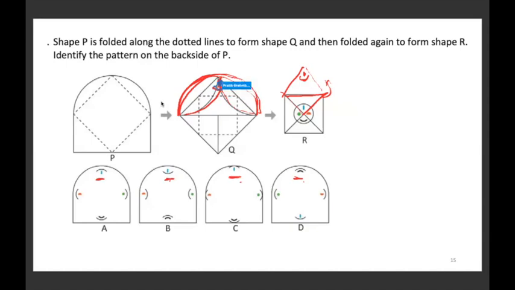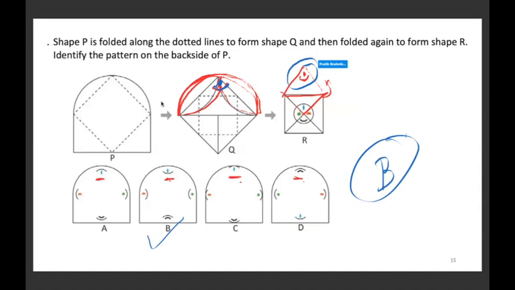Which means that amongst the options, only option B will be the one which is correct because we find this signage happening only in B. Okay. We'll move to the next one.